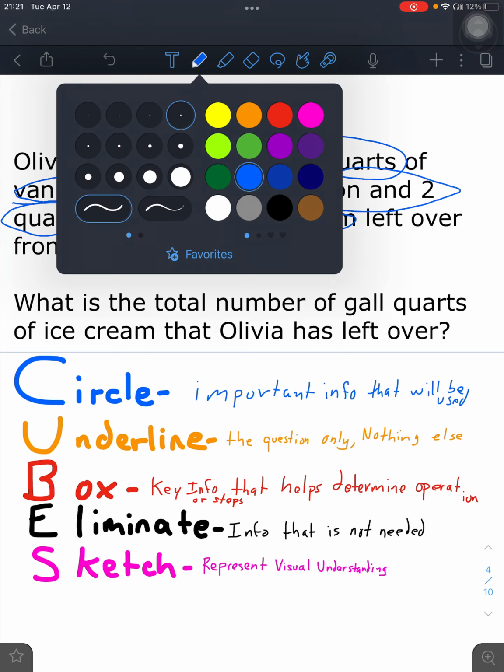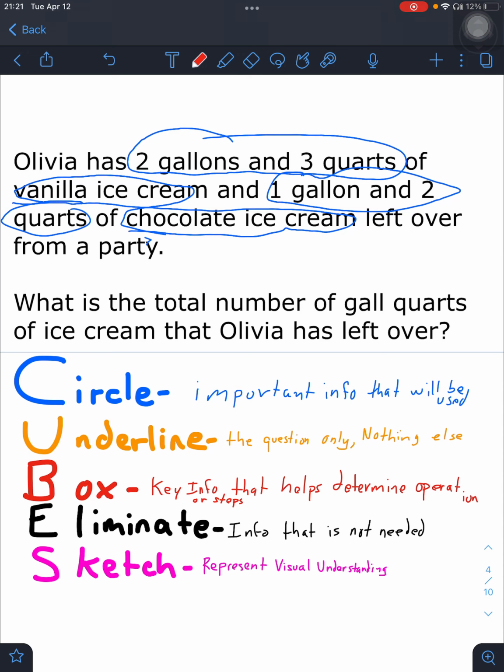Leftover from a party. Okay, leftover sounds important, but it is actually more than just important because it is a key piece of information that is helping me determine if I'm going to be adding, subtracting, multiplying, or dividing. So if it's left over, I know that at some point there was more. What's left over? So in order for my answer to get smaller, I either had to subtract or I had to divide. Not sure which one yet. Okay. That's my box. Now, underlining my actual question. Here's my actual question. What is the total number of gallons?